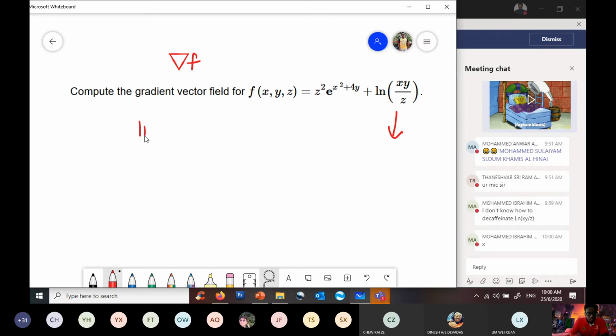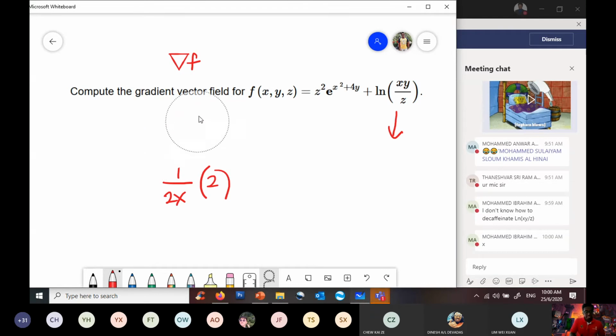So maybe xy over z is what is confusing you. But how about, for example, just ln 2x? How would you differentiate ln? If you differentiate ln, you will get 1 over everything inside, so 1 over 2x. And then chain rule, multiply by the derivative of 2x. What do you get if you differentiate 2x? 2. So that's how you do differentiation of ln.